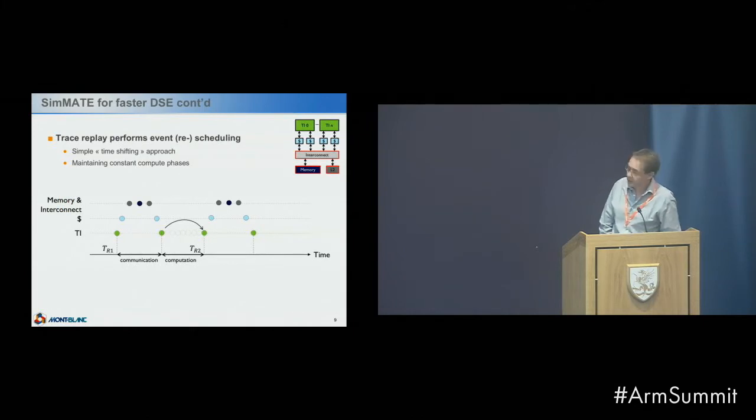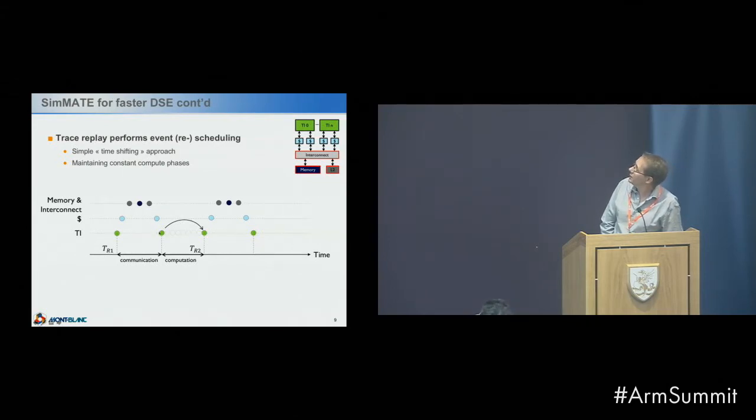So this is a representation of how it works. Essentially, you see that here you have the trace injector, the caches, and then the memory interconnect subsystem. And here we do assume that we're talking about a memory subsystem that is a little slower than the one we used in the trace collection.